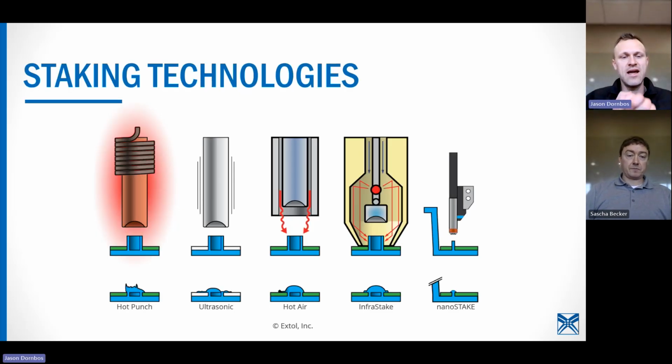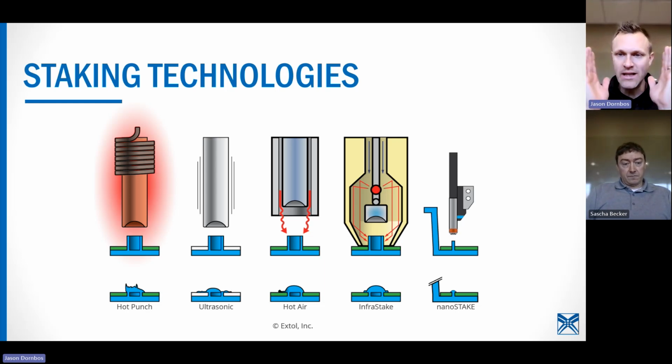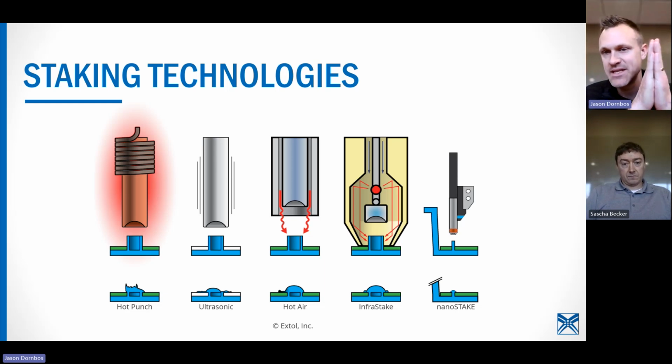Here's a quick run through of the various staking technologies, and then we'll dive in. But before I talk about the staking technologies, let's explain the difference between welding and staking. Welding is when you take two plastic components and you're bonding them together chemically. Molecular bonds are happening between this component and this component. Staking is kind of like a plastic rivet.